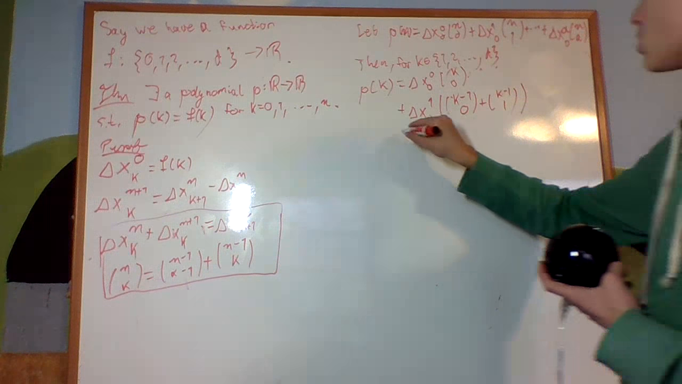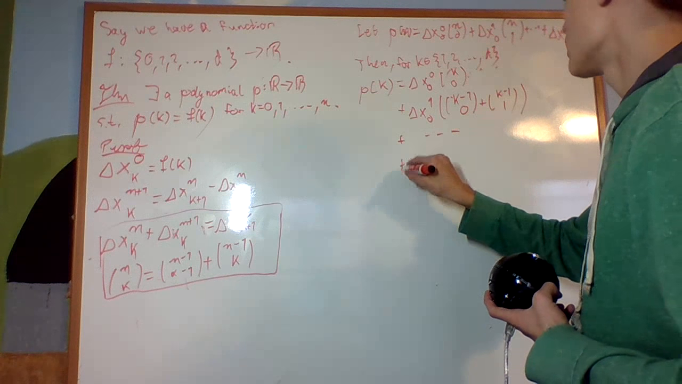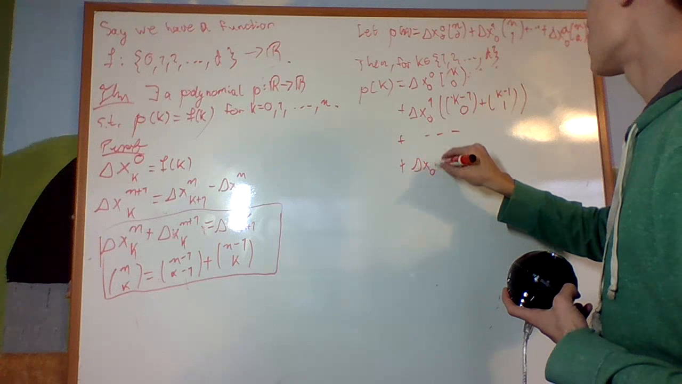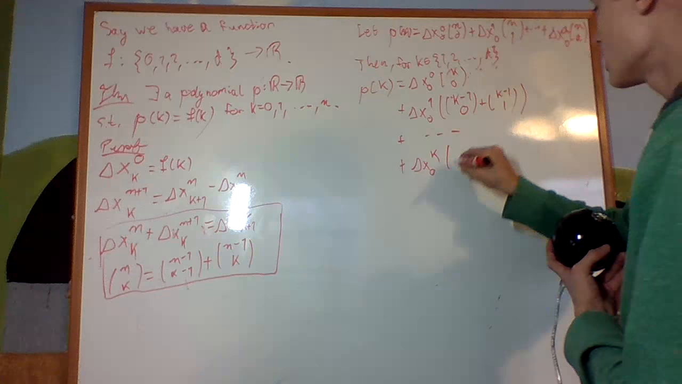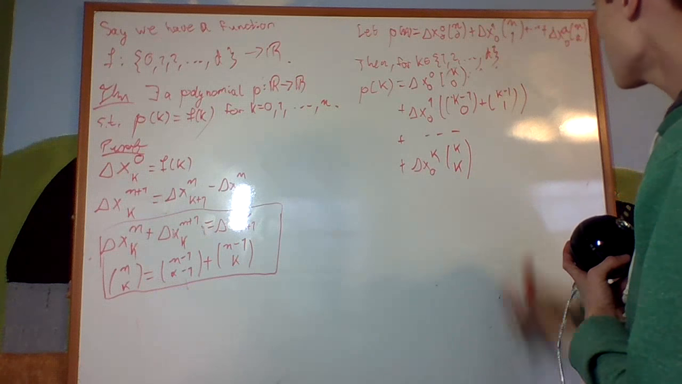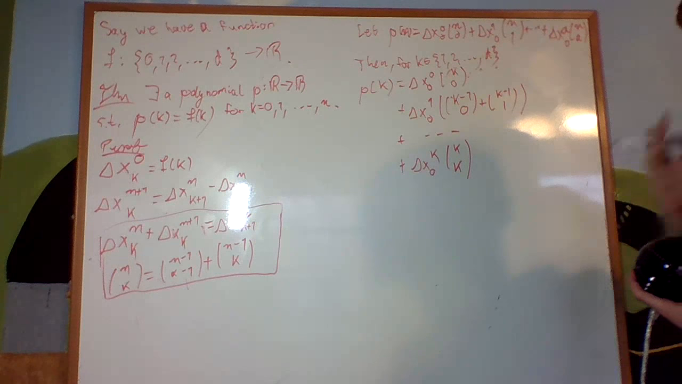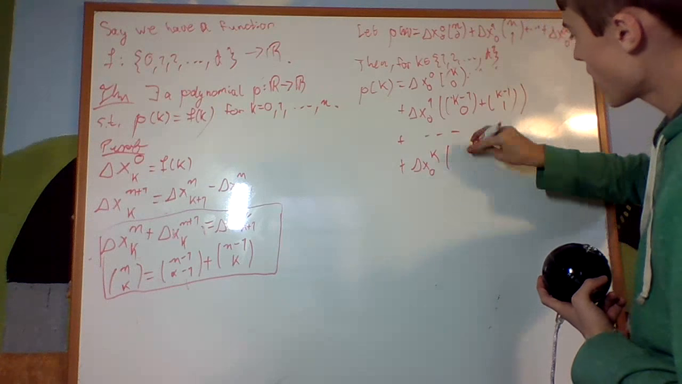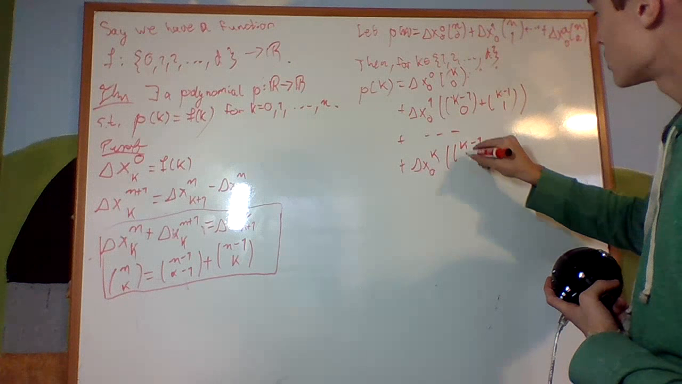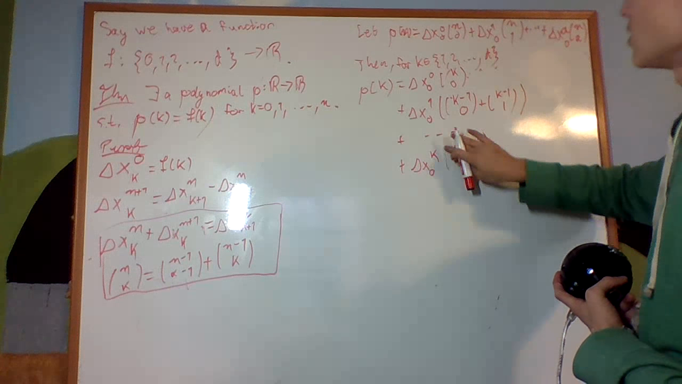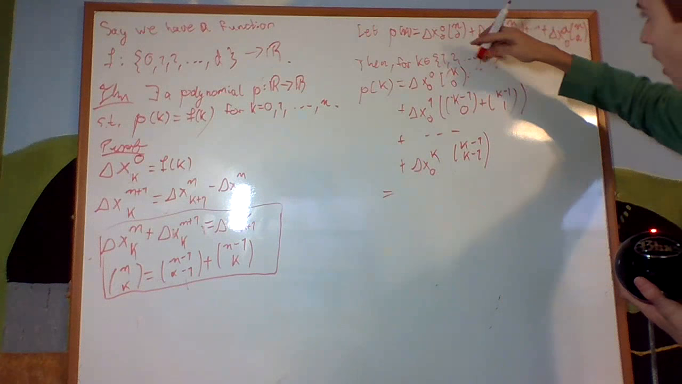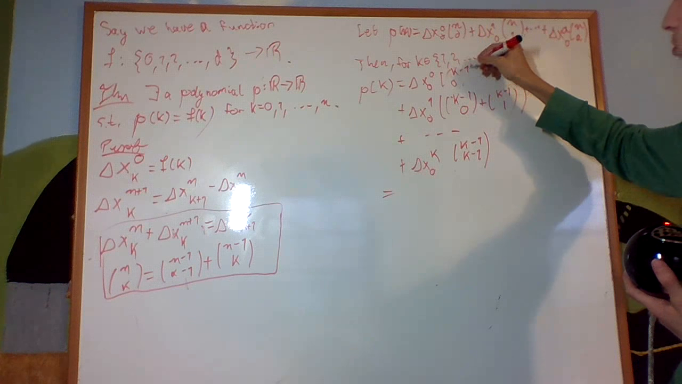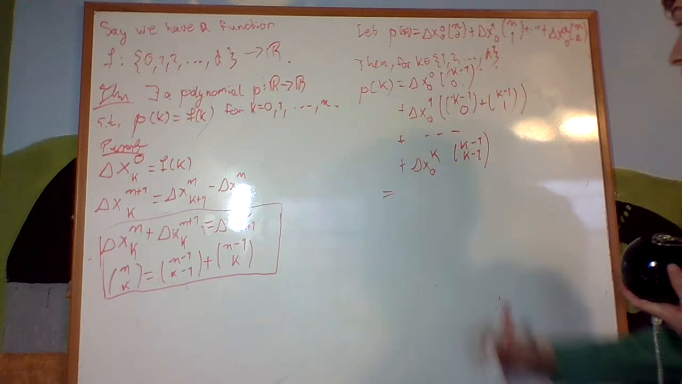And then plus all the way down until I get plus delta x 0,k, because I only need to do it up to k because all the other ones are just going to be 0, times k choose k. And I'm going to write k choose k as k minus 1 choose k minus 1. In fact, I'm going to rewrite k choose 0 as k minus 1 choose 0, because that's still going to be 1, and k choose k as k minus 1 choose k minus 1, because that's still 1.